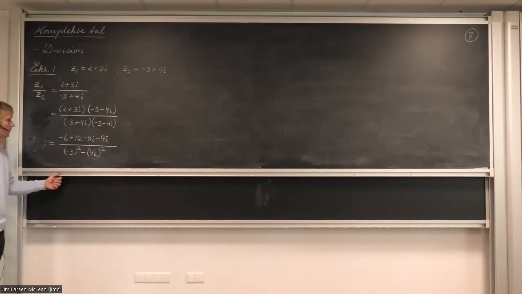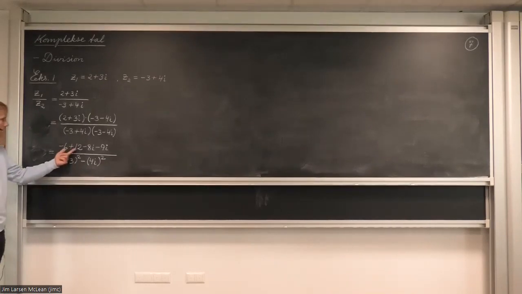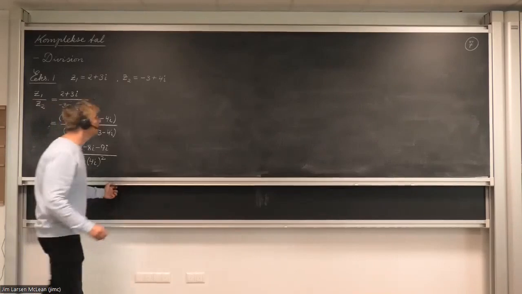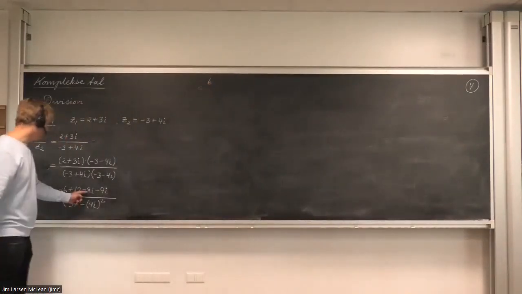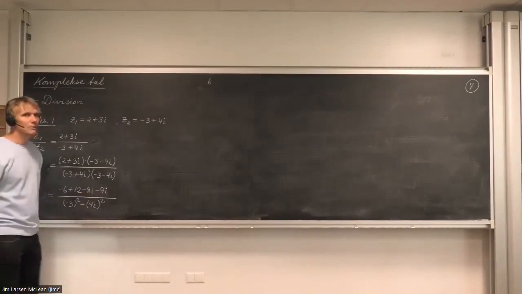Let's try to click further on this. What does it say here? It says plus 6, because 12 minus 6 is plus 6. So it says 6. And then it says minus 8i, minus 9i. That must give minus 17i.